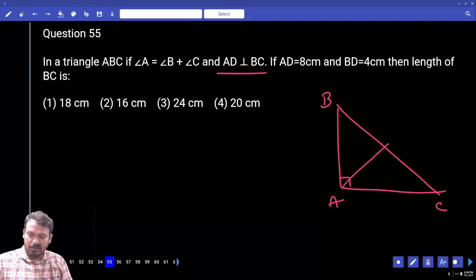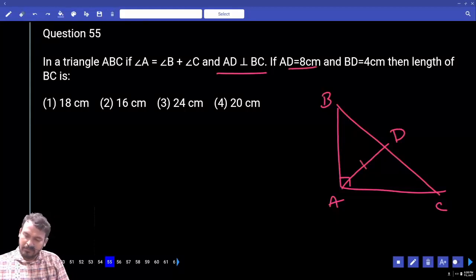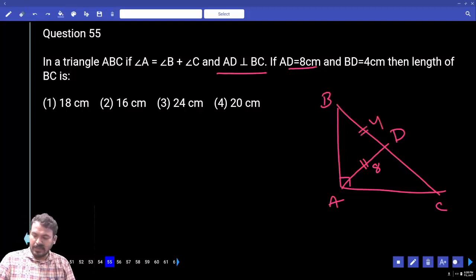And one more, AD is perpendicular to BC. AD is perpendicular to which one? BC. And AD value is given 8 and BD value is given 4. What is the question here? Find the length of BC or AC? BC means we require the BC value.